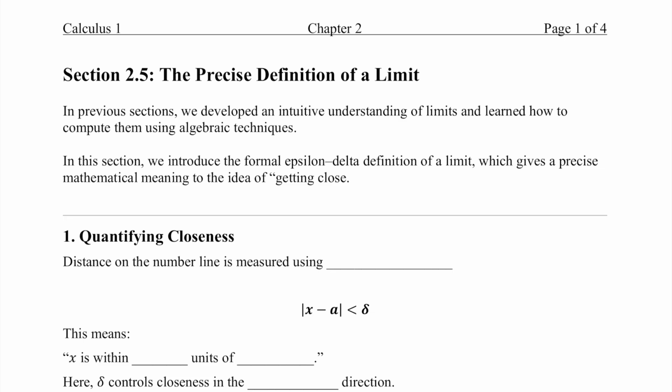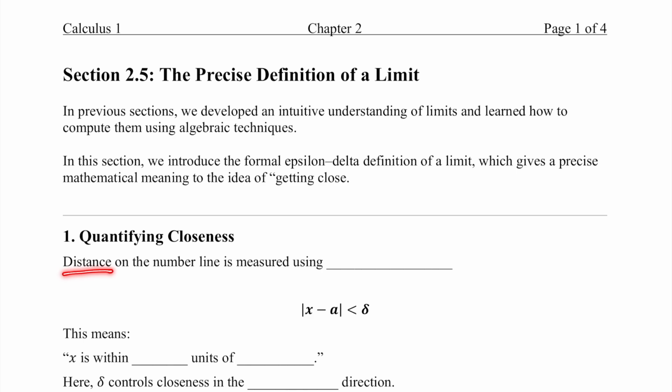Today, we are going to give a precise meaning to limits. We are going to define exactly what getting close means. So far, when we've talked about limits, we've said things like, as x gets close to a, f of x gets close to L. But what does close actually mean? Before we write the formal definition, we need to understand how to measure closeness.